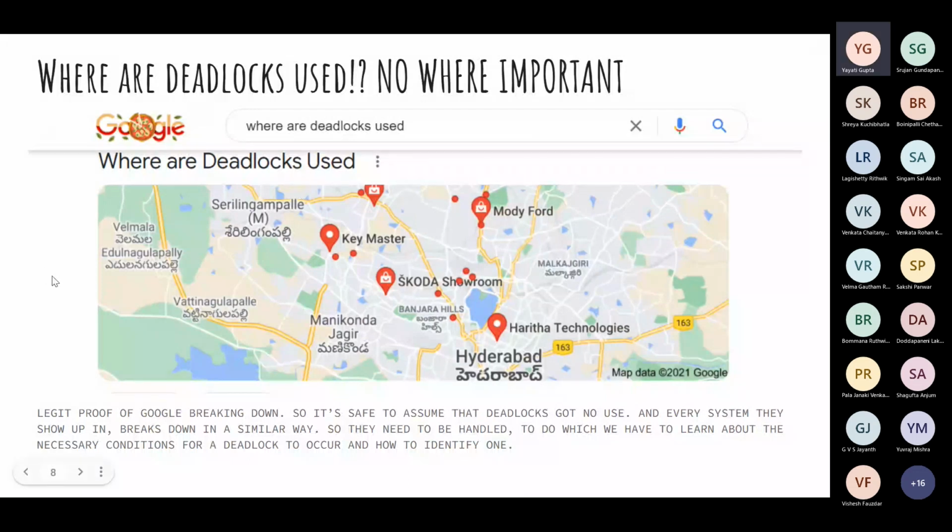Got it. So this search query has no results as such. Yeah, it has no results. Yeah, all right, go.